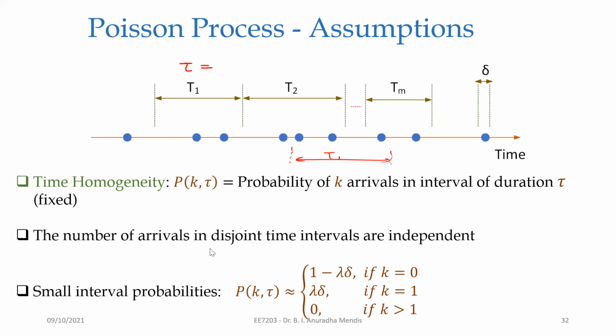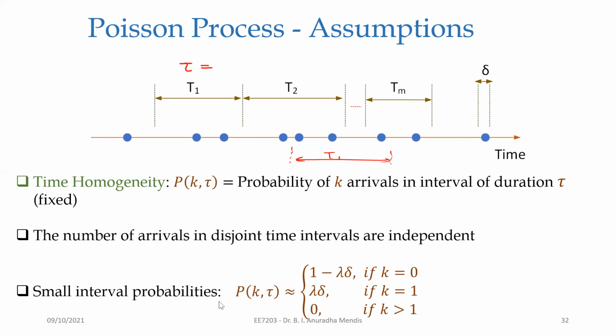The number of arrivals in disjoint time intervals are independent. Now, this is t1 time, this is t2, t3, like that, tm. During these disjoint times, they are not overlapping. So for disjoint time intervals, the number of arrivals are independent. Now, these are some kind of assumptions and also properties.